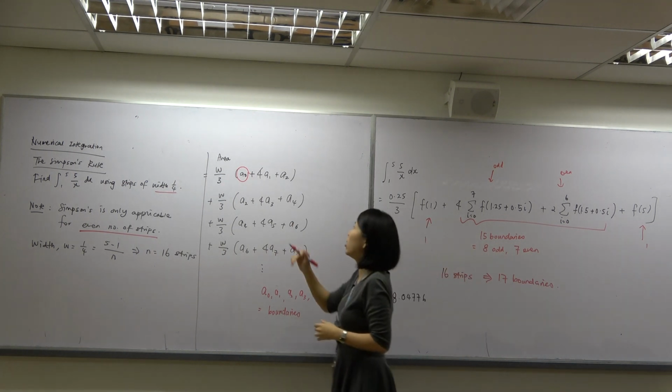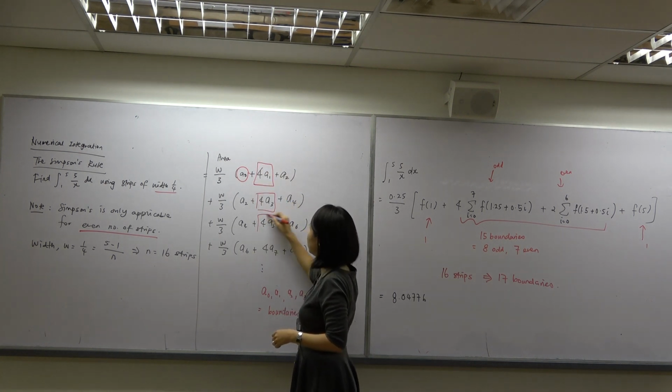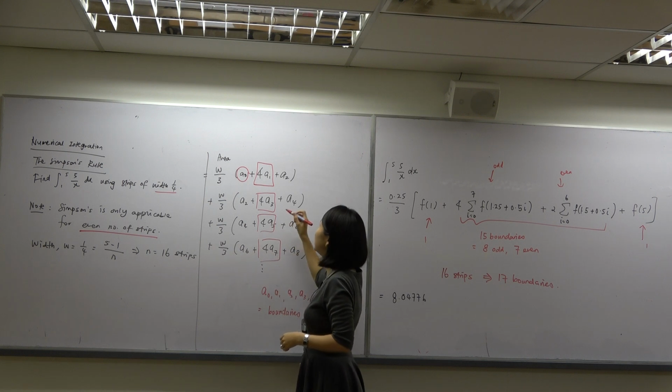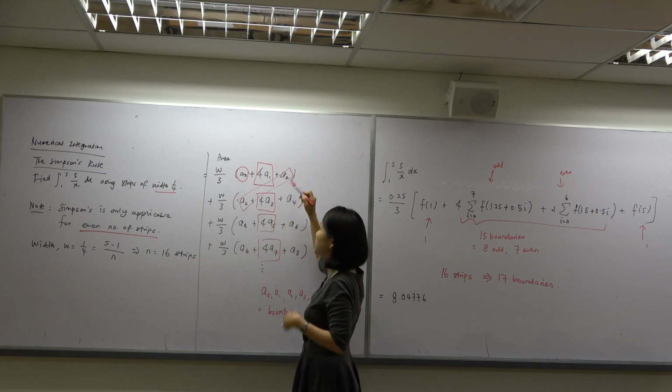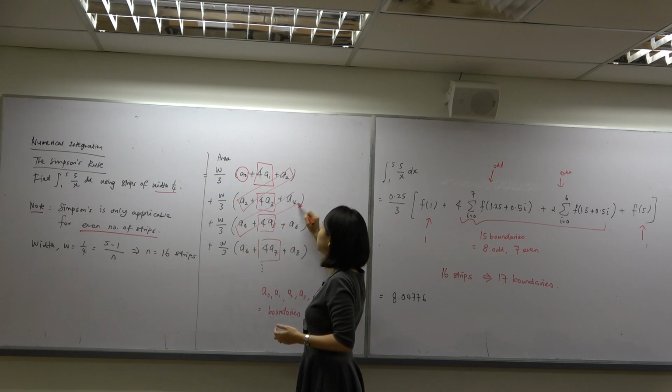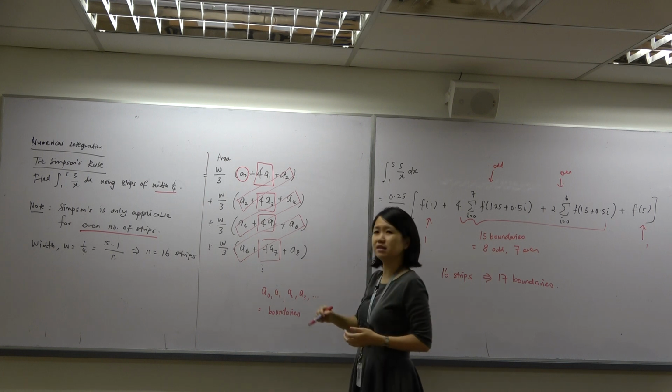So what about the odd boundaries? I have got 4 times, 4 times, 4 times, and 4 times. Even boundaries would appear 2 times because it is A2 plus A2 to give me 2A2, A4 plus A4 to give me 2A4, A6 plus A6 to give me 2A6, accordingly.